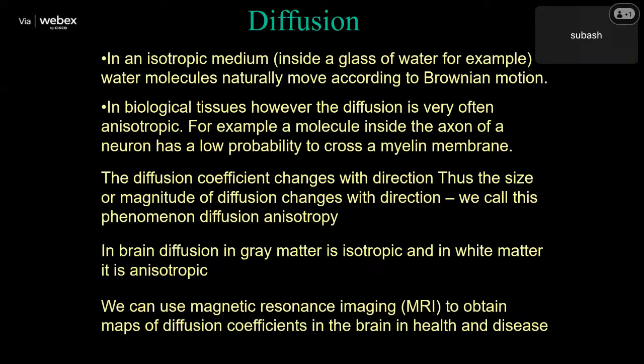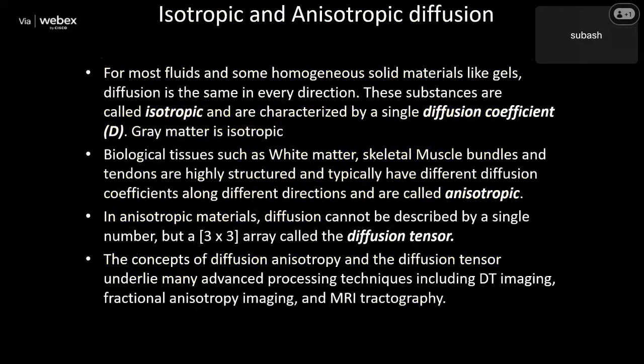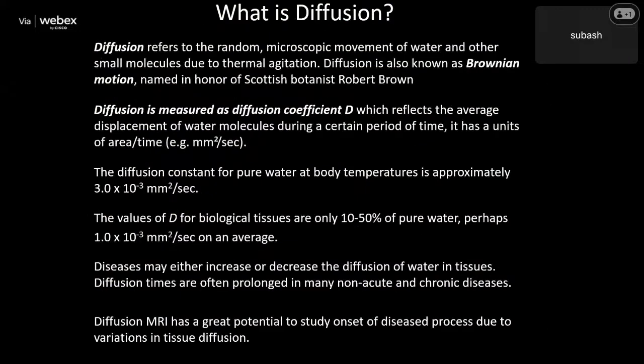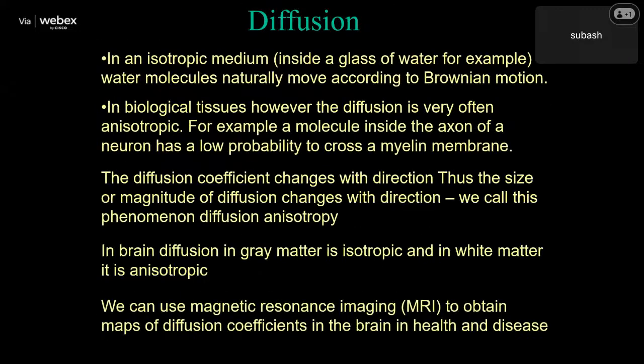We all know that diffusion can be isotropic or anisotropic. In an isotropic medium, the diffusion process happens in all directions equally, so we call it isotropic diffusion. It's like a glass of water: the water molecules will move in all directions equally.